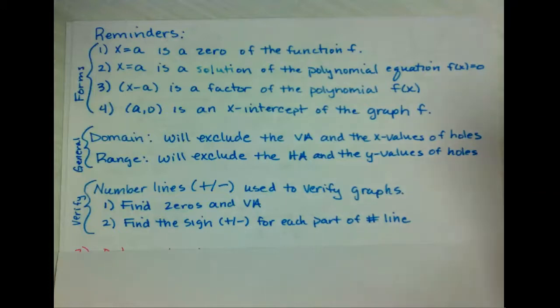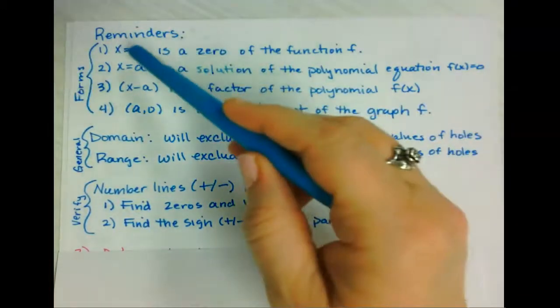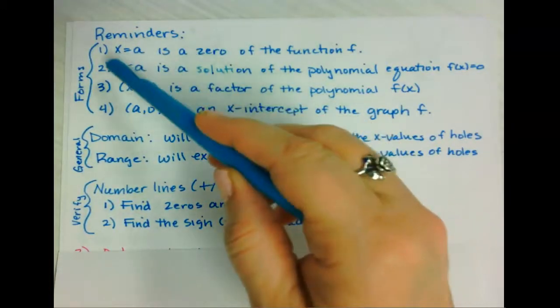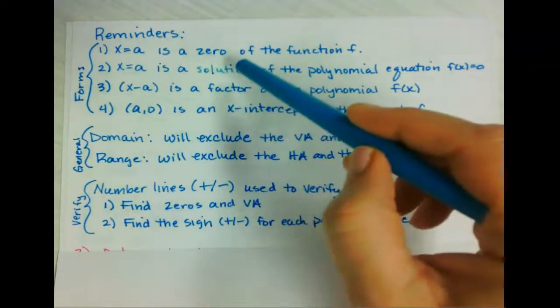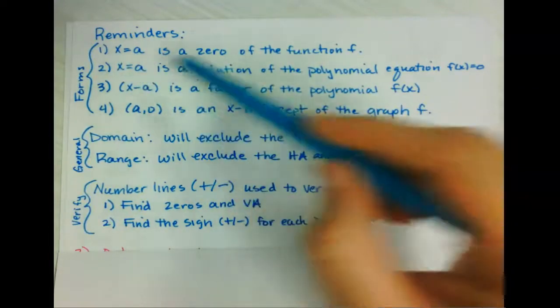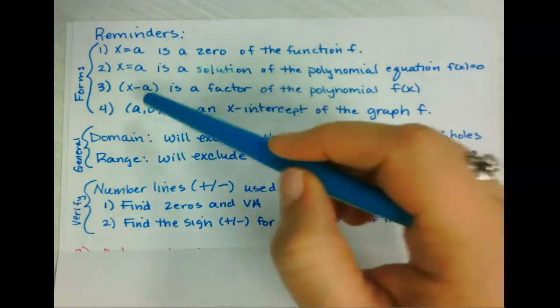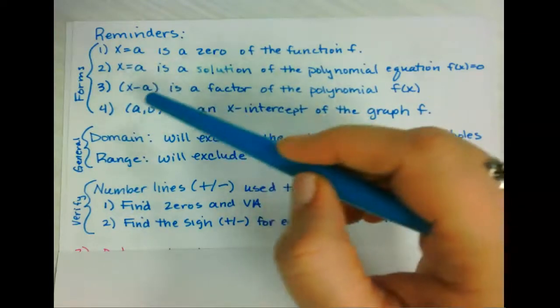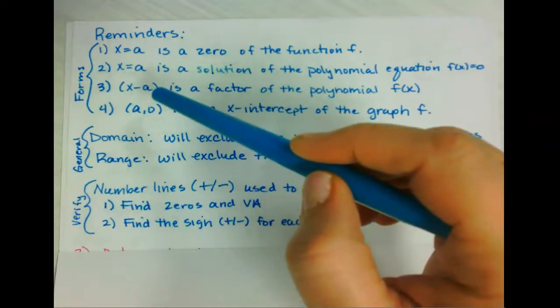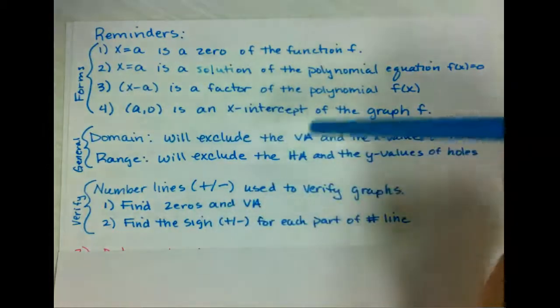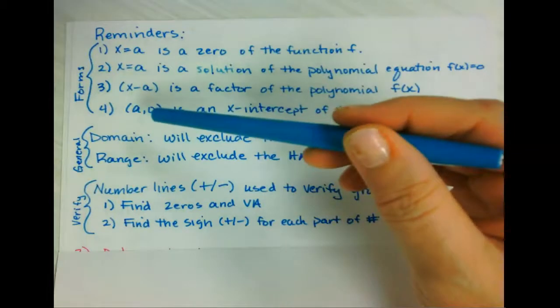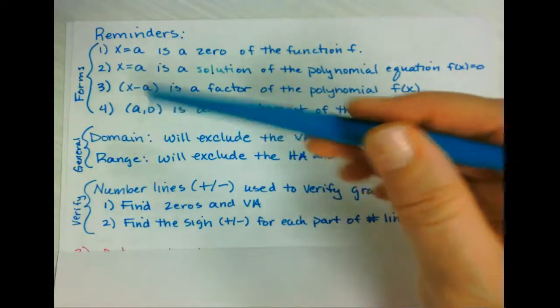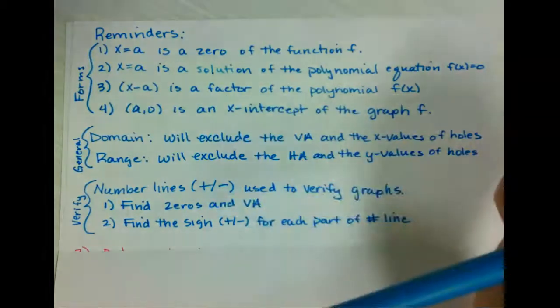Before we go any further, I just want to review form. So I'm treating a like a number. If x equals a number, then you can write that as a 0. x equals a number, that's a solution. x minus a, that's a factor. So we have to be careful when it asks for factors or solutions, because I still have people that are confusing the two. And then if it asks for an x-intercept, it's going to be that number, comma 0, and it must be in coordinate point form.